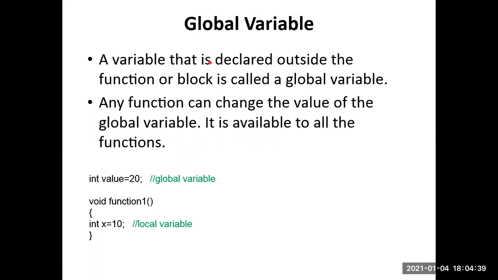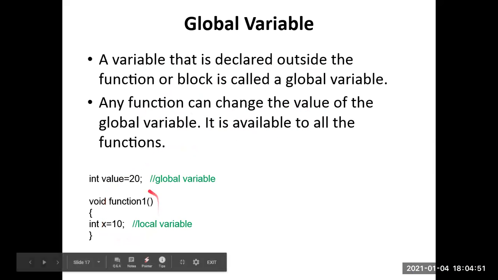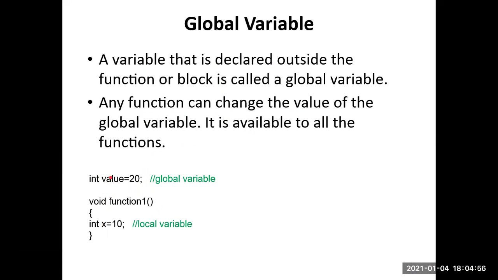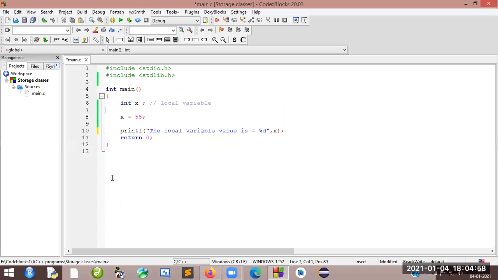A variable that is declared outside the function or block is called a global variable. A function can change the value of the global variable. It is available to all the functions. For the syntax, you can see they have declared the variable value outside the function. We're going to see this one.